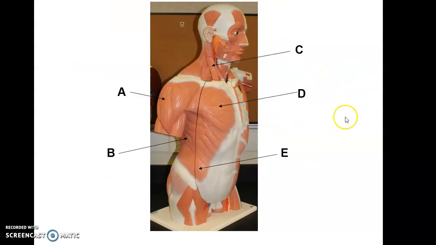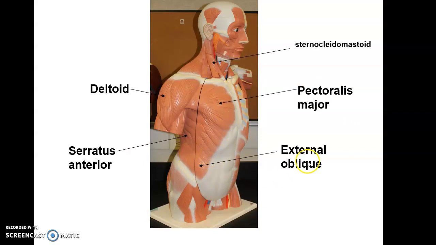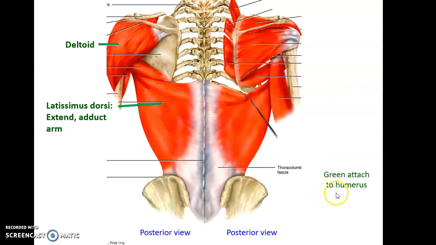Here is one of our torso models, muscles A, B, C, D, E. Why, look at that: deltoid, serratus anterior, sternocleidomastoid, pectoralis major, and external oblique. This is the more superficial side.